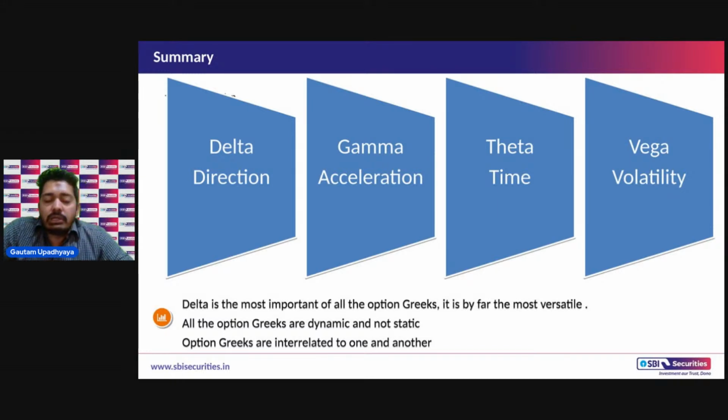This is a broad summary of the option Greeks. Delta is basically about direction, like whether the market is bullish or bearish. Delta is the rate of change of option price with the change in market. Gamma is basically an acceleration of the option premium. Theta is the time component, and vega is the volatility that we expect in the market. So these are the broad and the most important derivative indicators. As I said, interest rate is not an important factor in option trading.